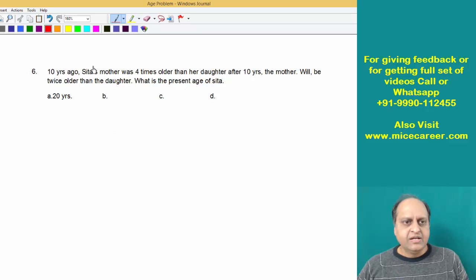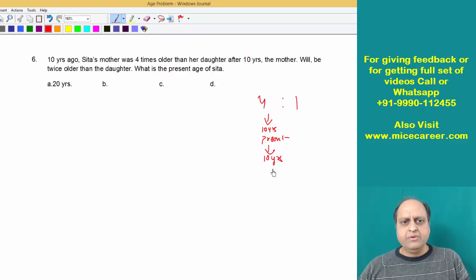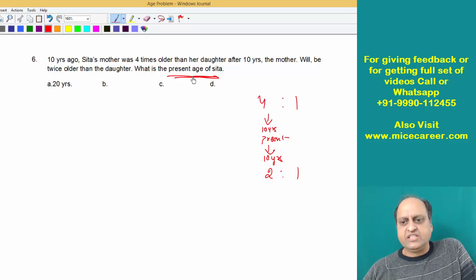Now let us see. 10 years ago, Sita's mother was 4 times older than her daughter. So 10 years ago, 4:1. Then there is a gap of 10 years, then it is present, and then a gap of 10 years. The mother will be twice as old as the daughter, 2:1. What is the present age of Sita?